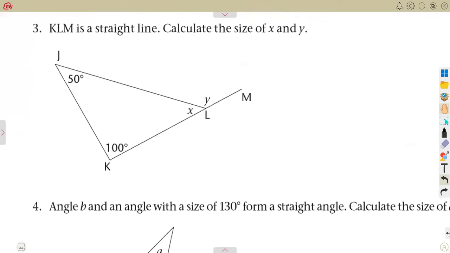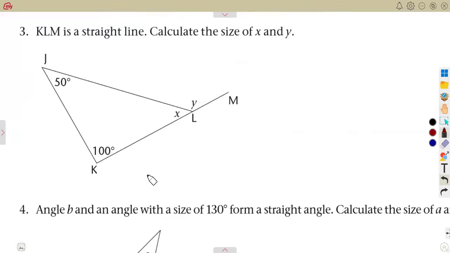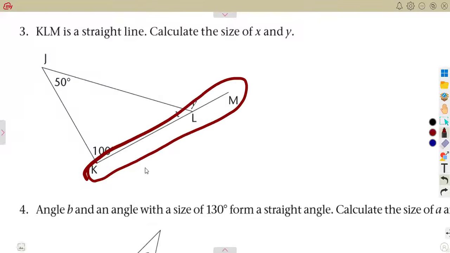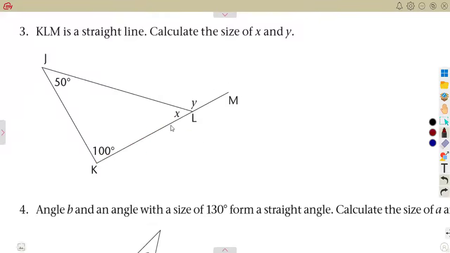Question number 3, KLM. This is a straight line, all right, from K to L to M. As you can see, there is a straight line to be considered, okay? Take note about two angles there on a straight line also. Calculate the size of X and Y.